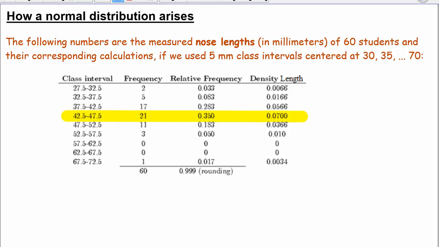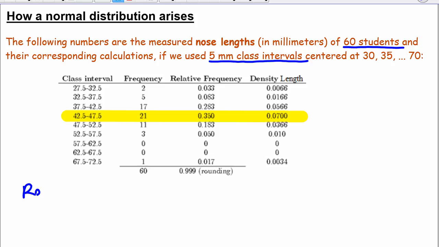All right, so the first column is just class intervals. Second column is frequency. Of course, total frequency is 60 because the number of students whose nose lengths were taken was 60 students, with 5 millimeter class intervals. And you can see that on the first column. Now, relative frequency, I explained this when I was discussing continuous random variables.